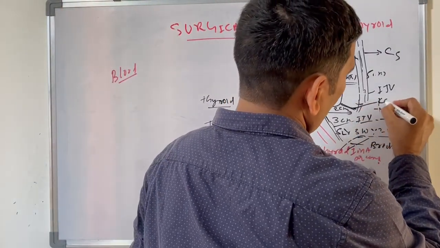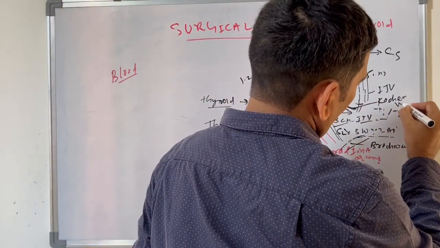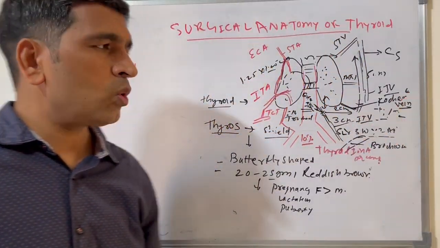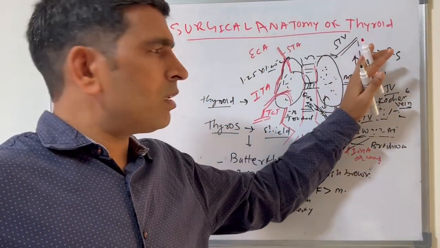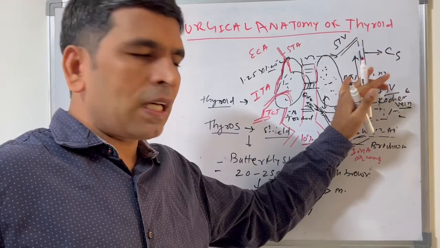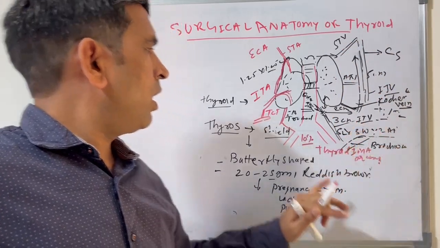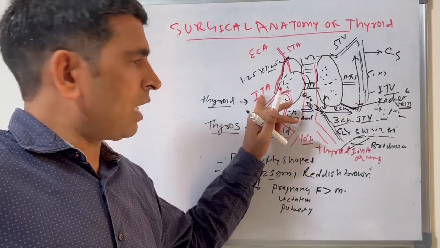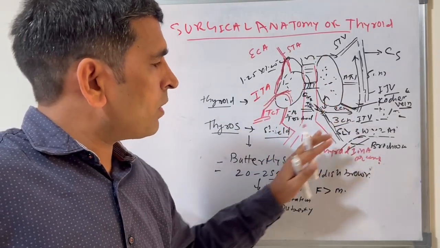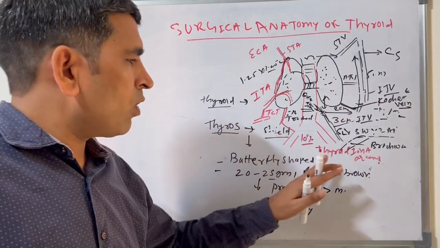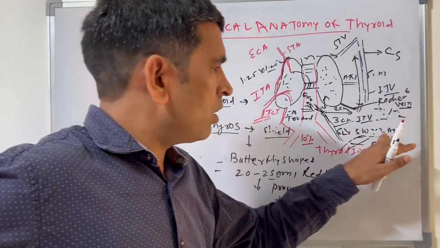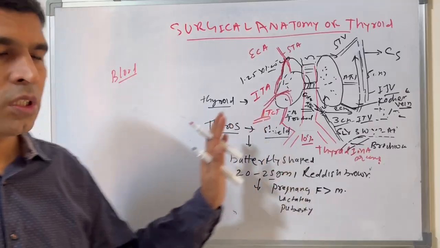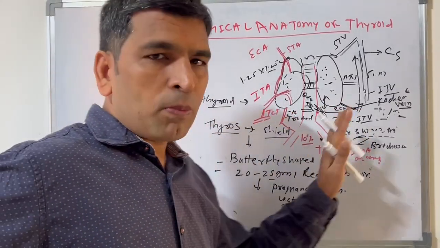Kocher vein. So mainly three veins are there: superior thyroid vein, middle thyroid vein, and inferior thyroid vein. And mainly two arteries are there: superior thyroid artery and inferior thyroid artery. But in 10% of cases, you can find the thyroidea ima artery or the Kocher vein present. So this is about blood supply.